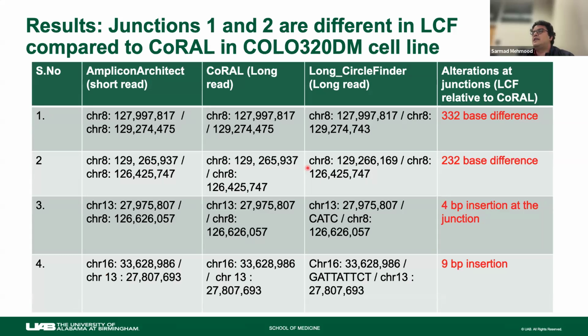So in this second cell line, COLO 320DM, we are comparing the output from AmpliconArchitect, Coral, and Long Circle Finder. We could see that we are identifying and resolving the ecDNA junctions to base pair resolution, and also correcting the previously identified junctions, which were off by a 332 base difference and a 232 base difference. And we could pinpoint to base pair resolution the other 2 junctions as well.